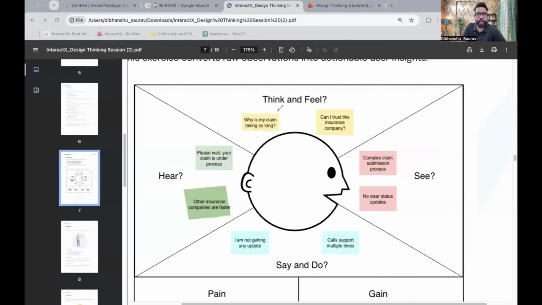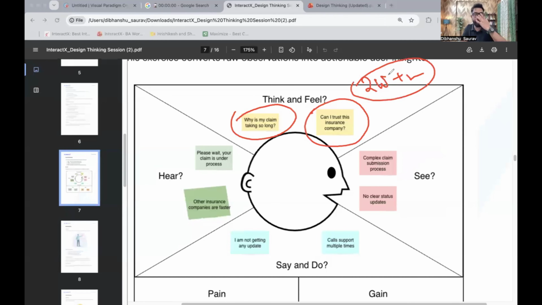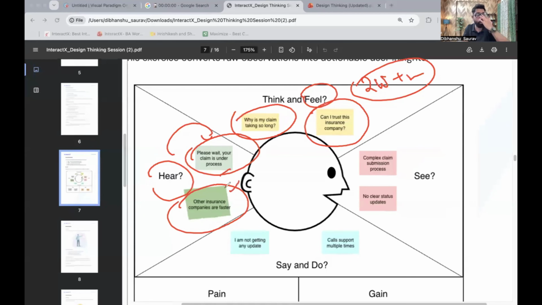So you tried understanding the think and feel. The user said, why is my claim taking so long? Followed by, can I trust this insurance company? Because let's say this has already taken 2 weeks or more. So the thought process is, can I really trust this insurance company? That is one of the feelings. Now, what you hear from the customer experience: please wait, your claim is under process. Other insurance companies are faster. These are some of the things they're hearing.